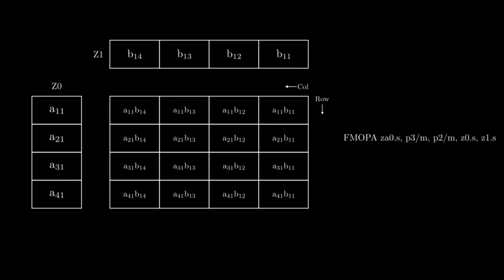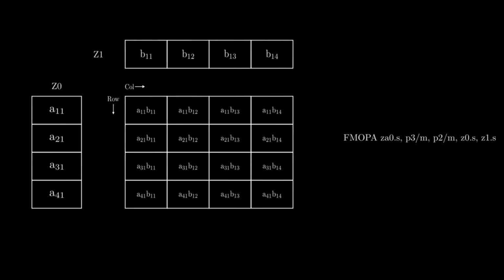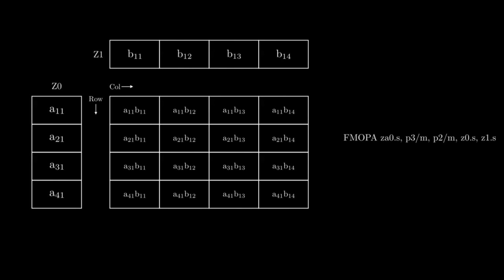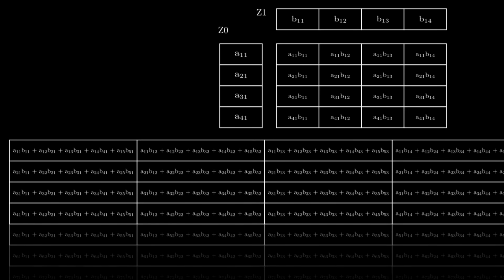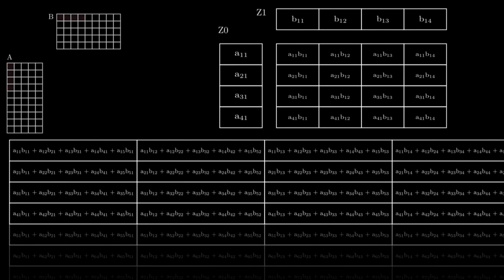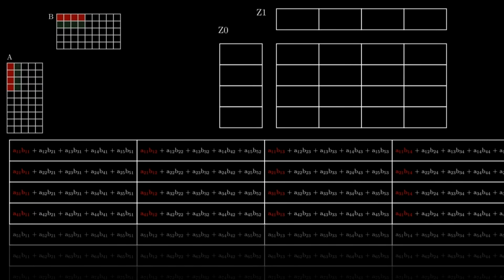The ZA tile and Z registers are indexed with column 0 on the right, but for the rest of this video we'll show them mirrored to better resemble the way people write matrices. Recall what the product of matrix multiplication looks like. Right now, the Z registers contain the values highlighted red. The resulting outer product matches the portion of the result matrix highlighted red.